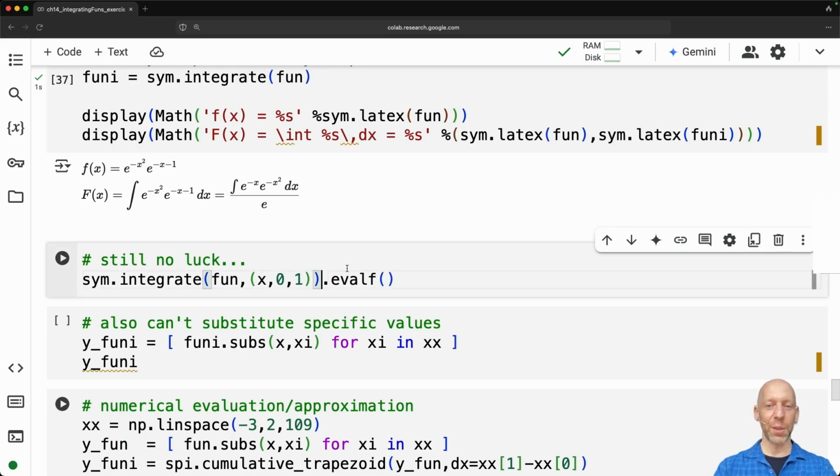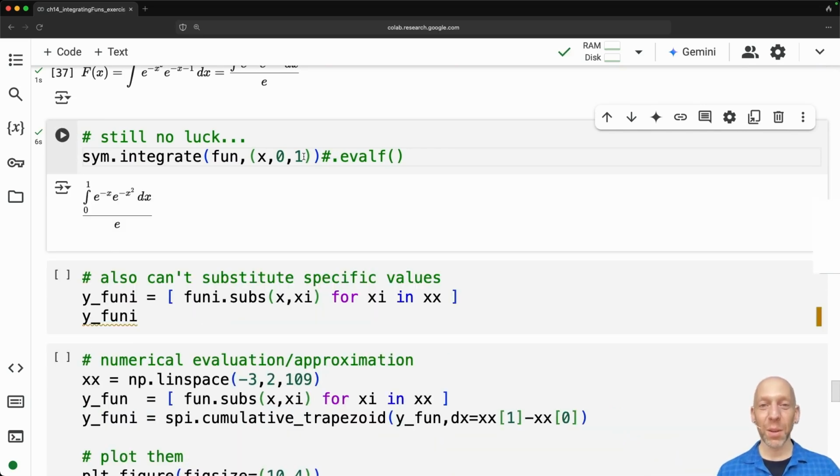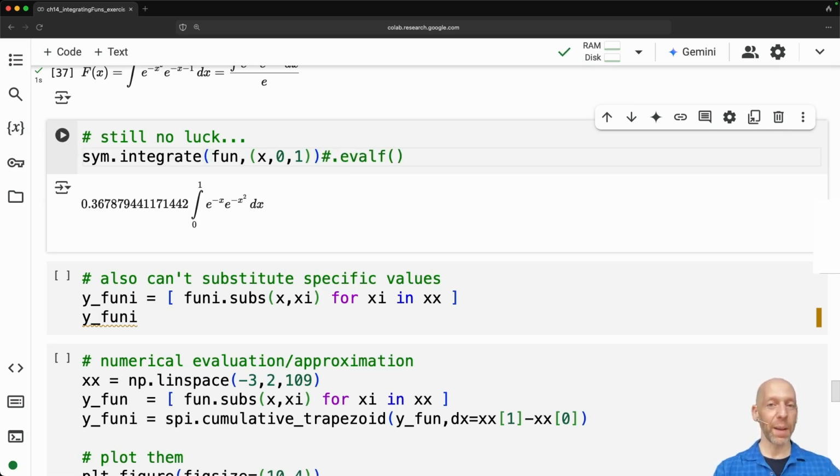What happens if we try to get a definite integral? Here I'm just adding bounds, to see if we can get a numerical result. And here again, we don't. We just get the same thing, just with bounds. And if you try to run eval f, you're still not going to get a numerical result. You're still just going to get the actual integral itself back.